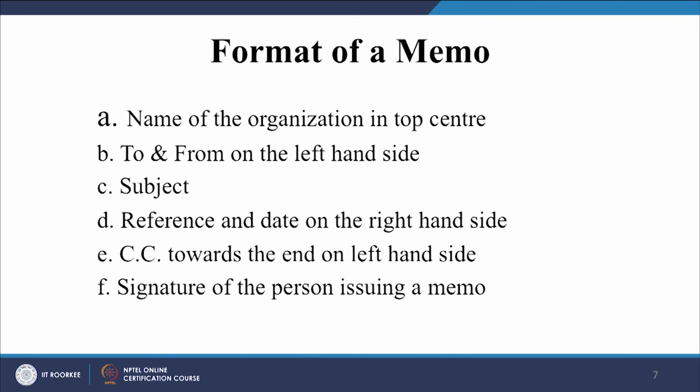Now, talking about the format of a memo, what should be there in the format of a memo? If it is a printed memo, you will find that it will have a letterhead. By letterhead I mean the name of the organization, which will be there in the top center, and below that it will have to and from on the left hand side. When you write to, you actually have the audience. We have talked in the previous lecture that you need to understand the background of the audience. Here when you are writing a memo, you know for whom you are writing. So we have a facility of to here in the memo format.